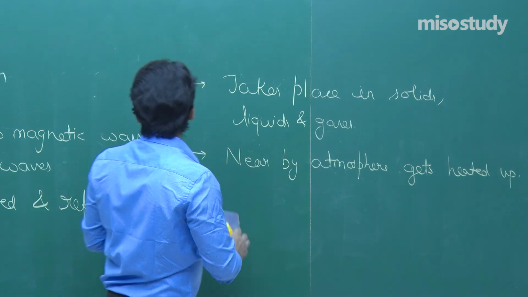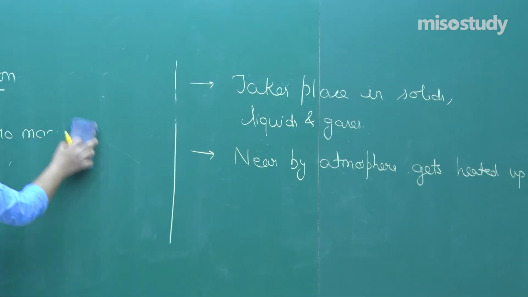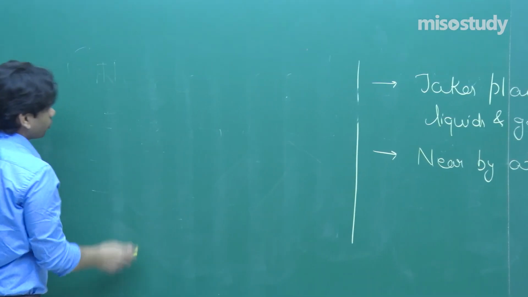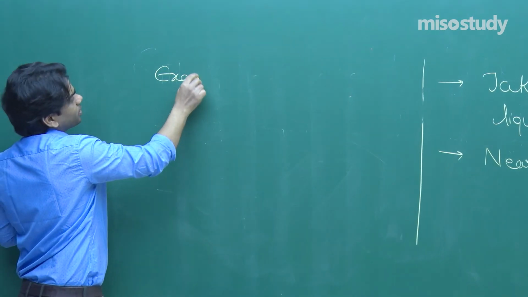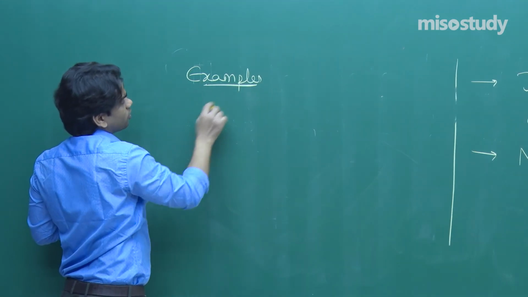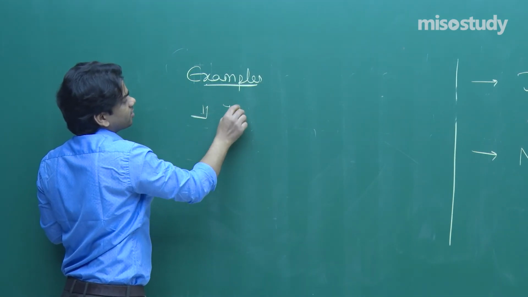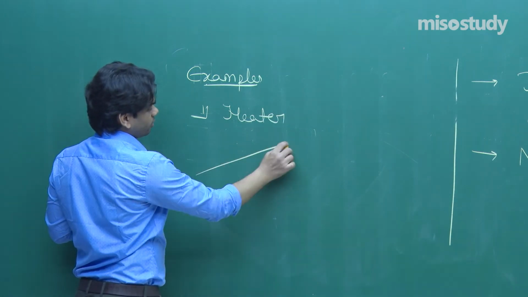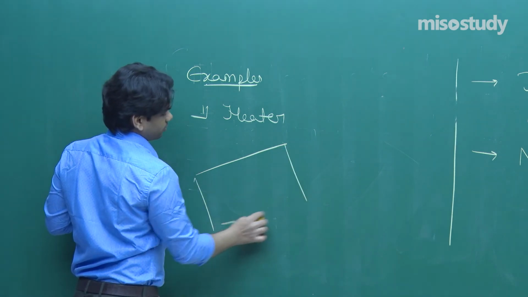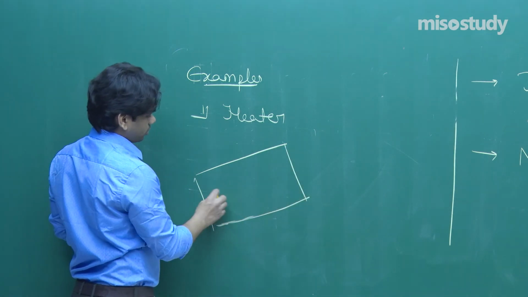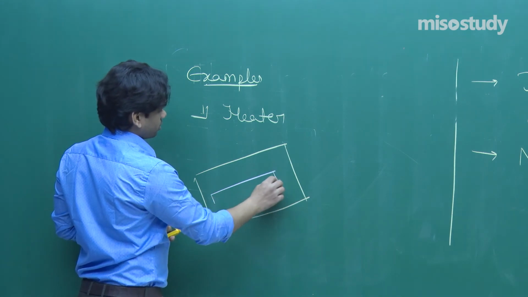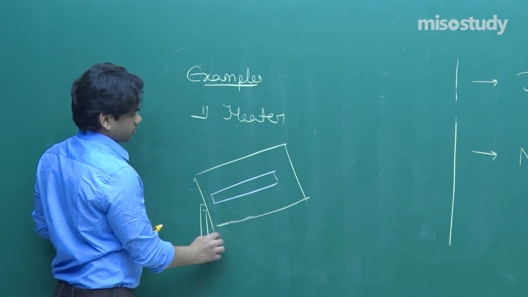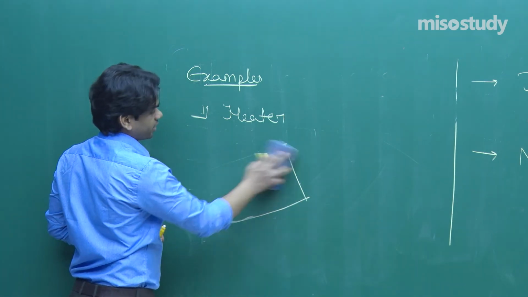So let's go for examples of radiation that we are going to observe. Examples. First of all, in winters, a heater. What happens if I try to draw a heater? See, a heater will be something like this. It will be having a rod in which a coil would be. Although, let me draw a straight heater, that will be far better.